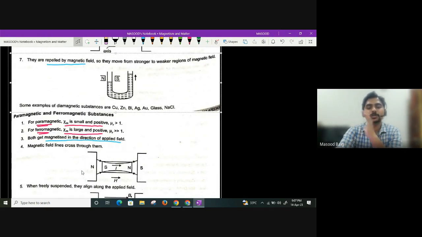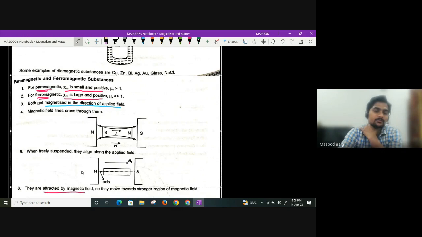Did you understand? Please remember the values. For paramagnetic, chi m is positive small, mu r is just greater than 1. For ferromagnetic, chi m value will be more, so mu r value will also be more. Is that clear, everyone?